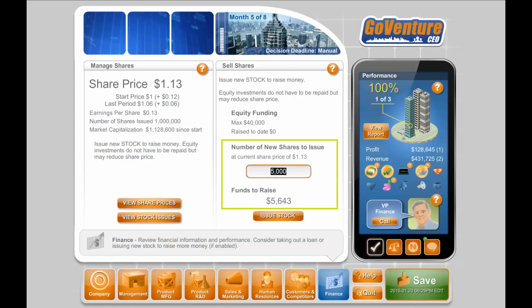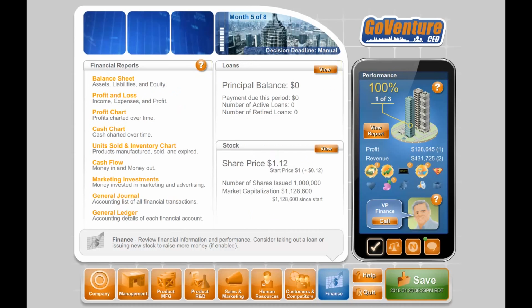When you sell shares, you will receive the funds in the next period, not the current period, so you have to plan ahead. The total funds will be added to your budget in the next period. You do not have to repurchase shares or repay the money received from selling shares. However, selling shares of your business will reduce your earnings per share, which may result in a lower share price. You will need to invest the new funds wisely in order to increase your profits and share price. You can find out more about stocks by clicking the help buttons.